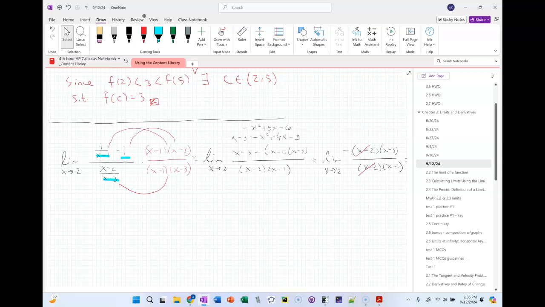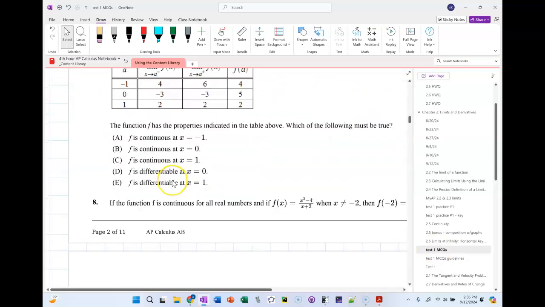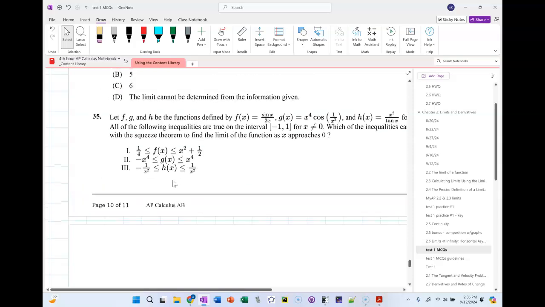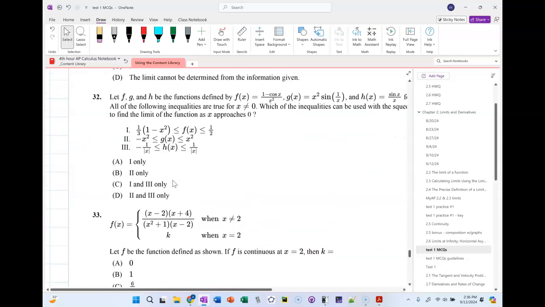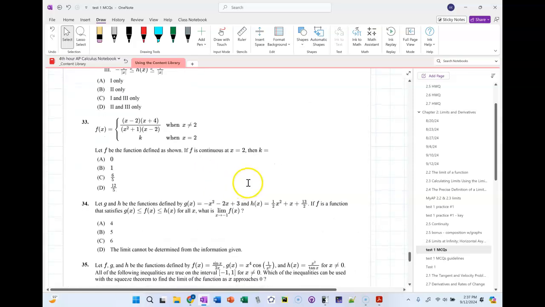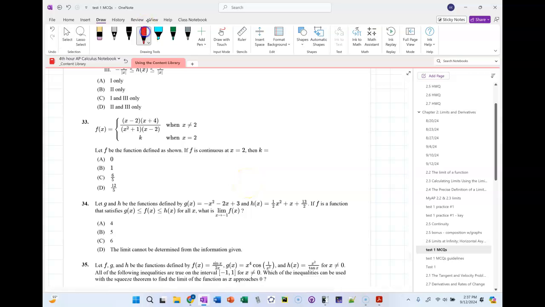Yeah, Michael. We do 33. 33 from last night's homework? No, just on the... Oh, on the multiple choice? Oh, yeah, of course. Is that the last one or thereabouts? Okay. Oh, yeah, this was the one, Finn. It says, let f be a function defined as shown. If f is continuous at x equals 2, then k has to equal what?